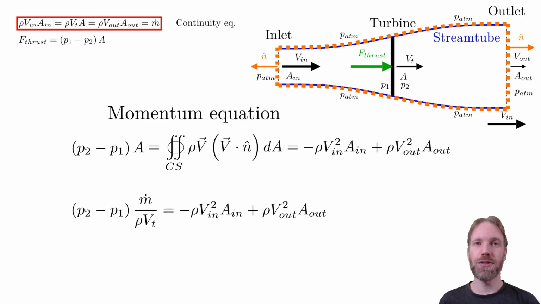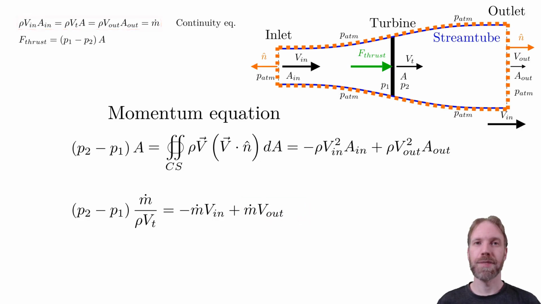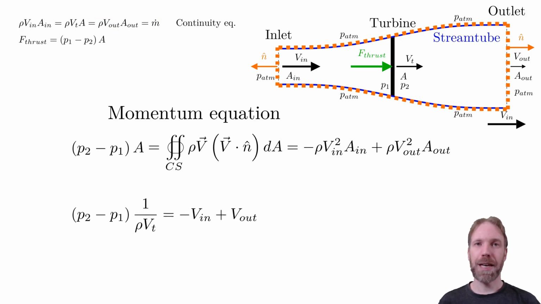We can also note from the continuity equation that the term ρVA is the mass flow. The same can be applied for the outlet. Cancel the mass flow. Multiply by the velocity at the turbine. Reorder.